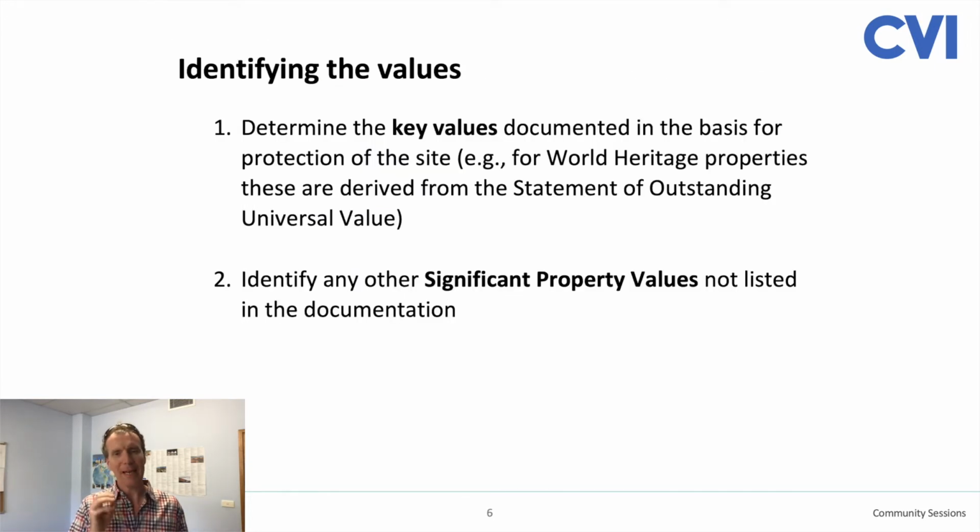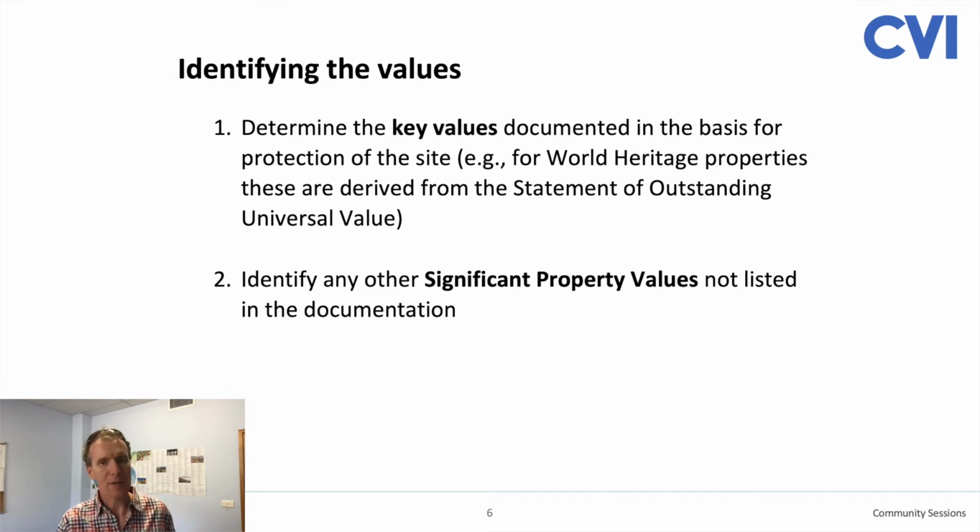But to begin, we have to start with our anchor point, our foundation, and this is the key values of the protected area, this property of interest. For World Heritage, these key values are derived from the Statement of Outstanding Universal Value that is recognised by UNESCO. For other areas, it may be another document that forms that.